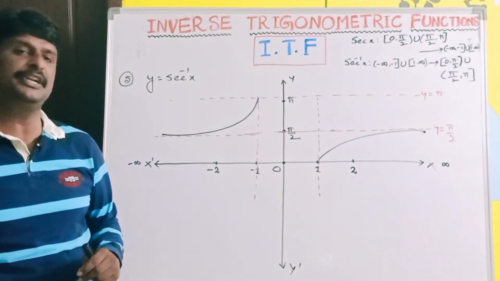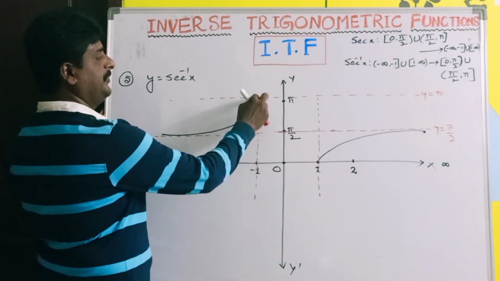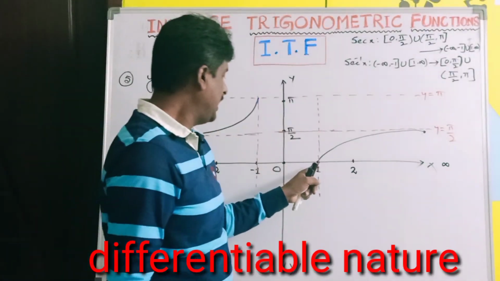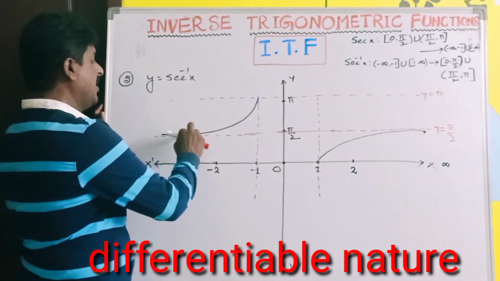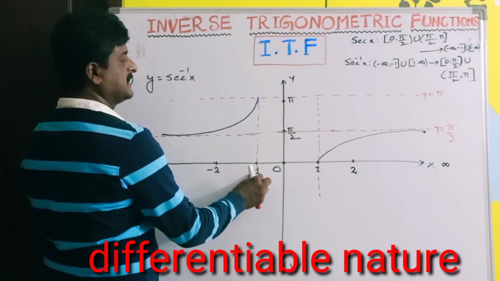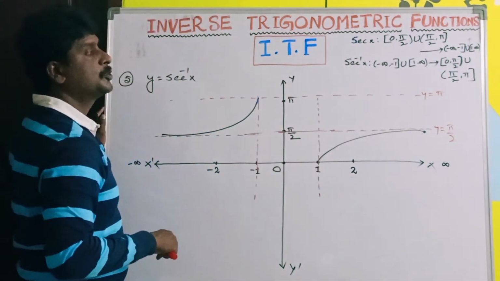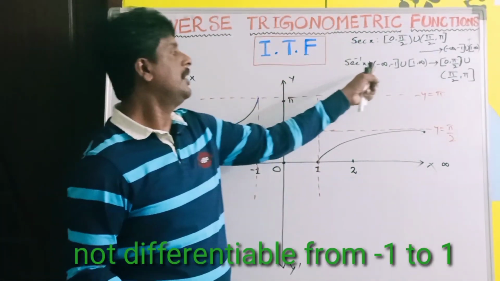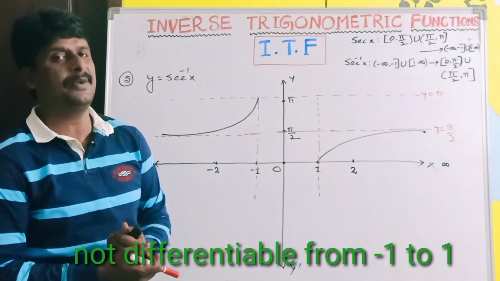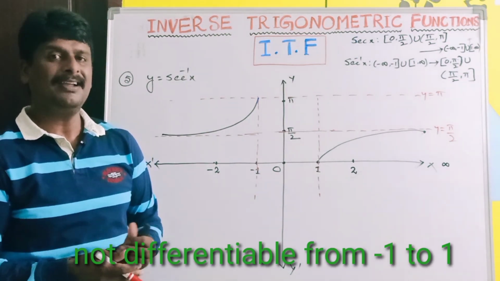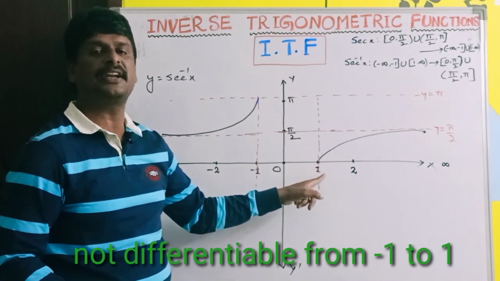What about its differentiability nature? At minus 1, we don't know. After minus 1, we don't know its nature. At 1 also, we don't know its nature. So that's why it is differentiable everywhere except minus 1. It is differentiable everywhere except 1. So it is differentiable on the open interval minus infinity comma minus 1 union 1 comma infinity open interval, or it is not differentiable on the closed interval minus 1 comma 1.